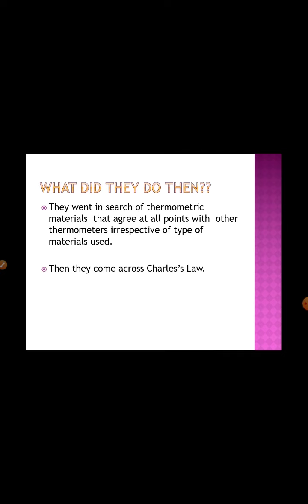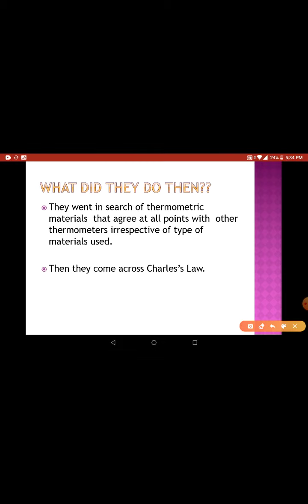So then the scientists went on searching for thermometric properties which are same for all the materials irrespective of the type of the materials you use, irrespective of the solid, liquid, gas, whatever you use. They must show same temperatures at all the points. So they went in search of that type of materials, and here they found the help of this Charles law. Now let us try to understand what this Charles law is giving for us to devise the thermometers.